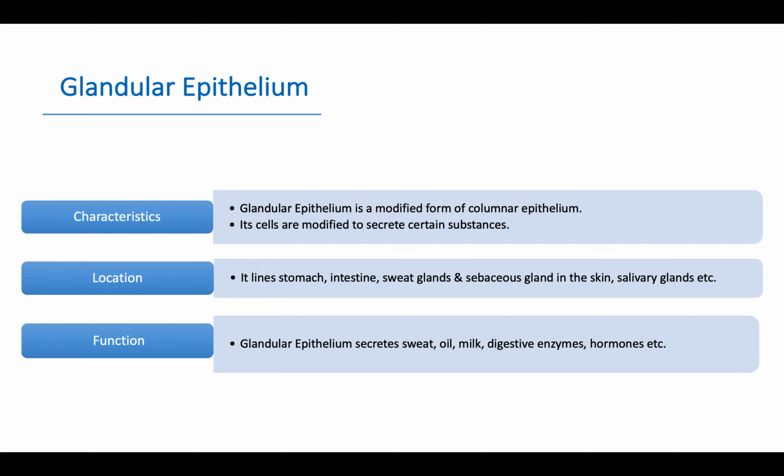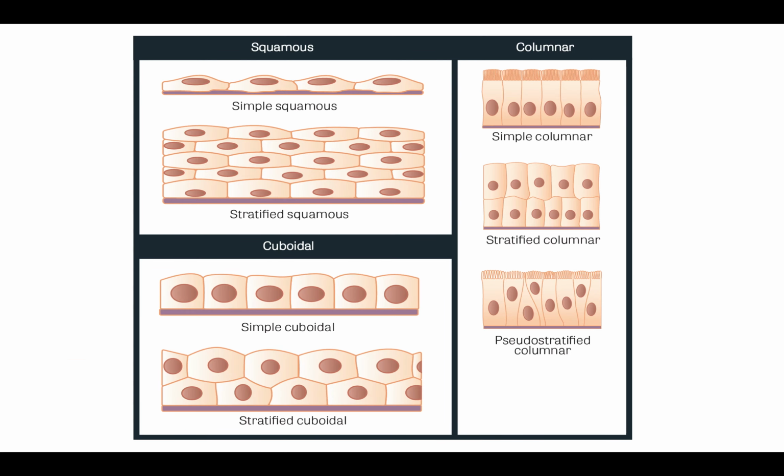Location of glandular epithelium. It lines the stomach, intestine, sweat glands, and sebaceous glands in the skin, salivary glands, etc. Functions of glandular epithelium. Glandular epithelium secretes sweat, oil, milk, digestive enzymes, hormones, etc. Here are given the different types of epithelial tissue.